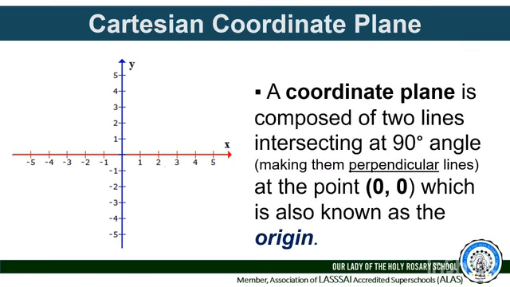A coordinate plane is composed of two lines intersecting at a 90-degree angle at the point (0, 0), that is the middle part of the graph, this one, which is also known as the origin. Again, the intersection of the x-axis and y-axis is called the origin, or it has the coordinates (0, 0).